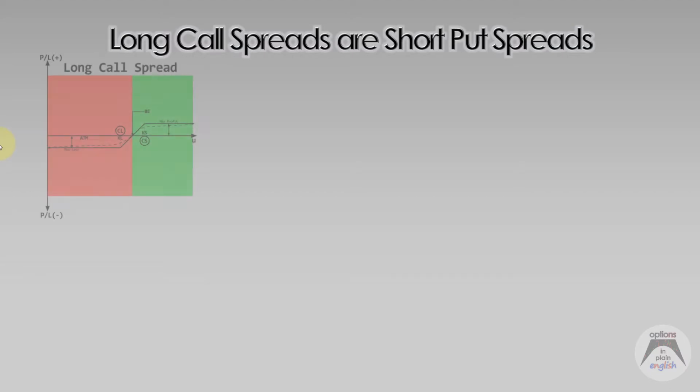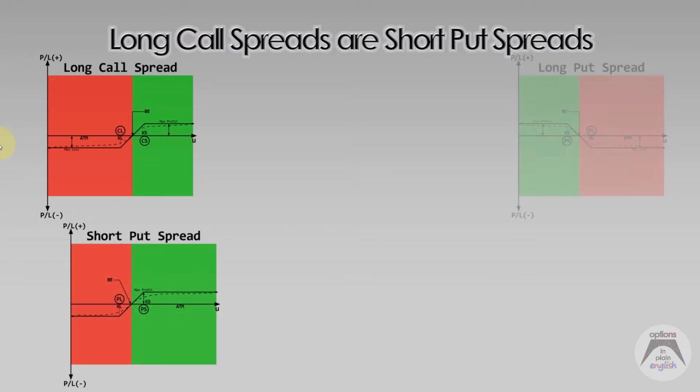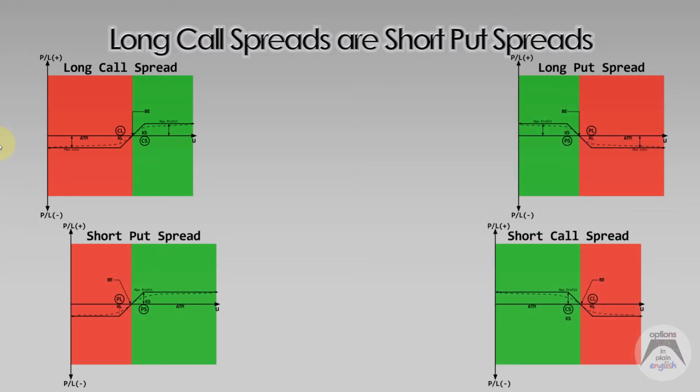Before we start, let's take a look at these strategies. We have long call spread, short put spread, long put spread, and short call spread. On the top we have debit spreads, and on the bottom we have credit spreads. On the left we have bullish spreads, and on the right we have bearish spreads. Right away we can notice a similarity between long call spread and short put spread, and also between long put spread and short call spread.